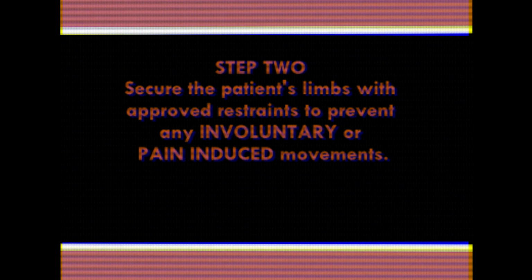Step 2. Secure the patient's limbs with approved restraints to prevent any involuntary or pain-induced movements. Patients who qualify for the procedure oftentimes have neurological disorders that may incur a brash and resistant mood to the procedure, so it is imperative that they are restrained.